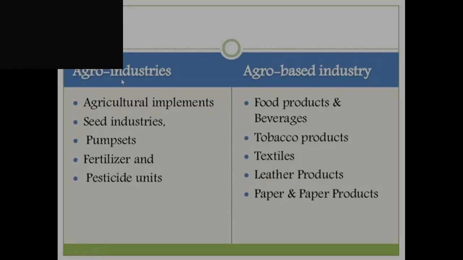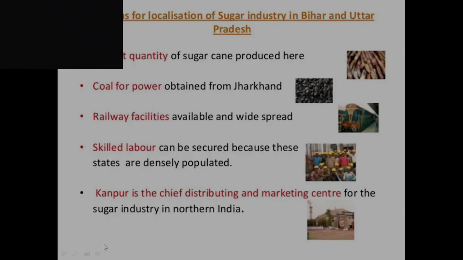Now, what is the difference between agro industries and agro-based industry? Basically, in agriculture, those equipment or logistics that are used are agro industries, related to agriculture, like agricultural implements, seed industries, pump sets, fertilizers, pesticide units. These are agro industries. But agro-based industries are food products and beverages, tobacco products, textiles, leather products, paper and paper products. These all are agro-based industries. So I hope you understand what the difference is.